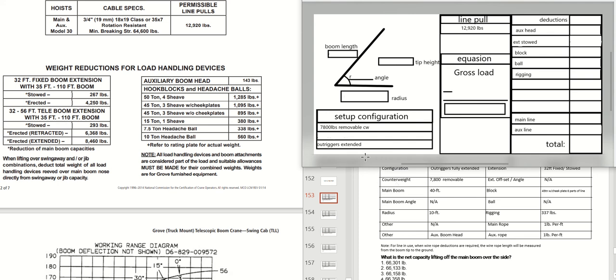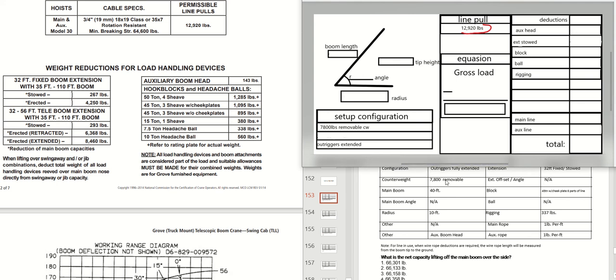So what it's asking, we're going to go ahead and write the 7,800 pounds of counterweight right here. That's never going to change. We're going to write down our outriggers extended. That's never going to change. And we're going to write our line pull because that's never going to change. So we'll go ahead. We got that.